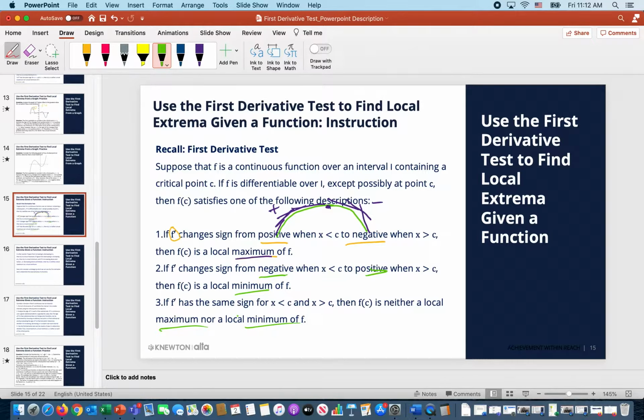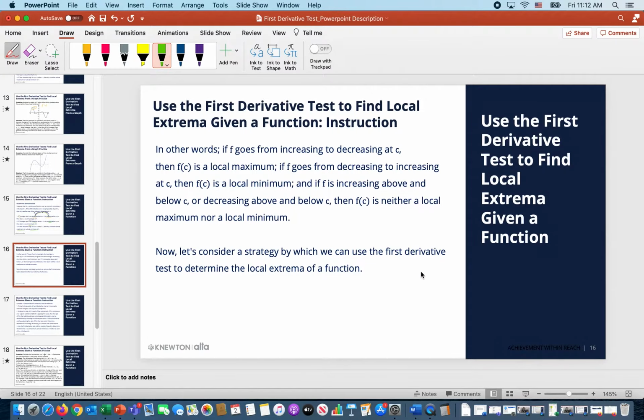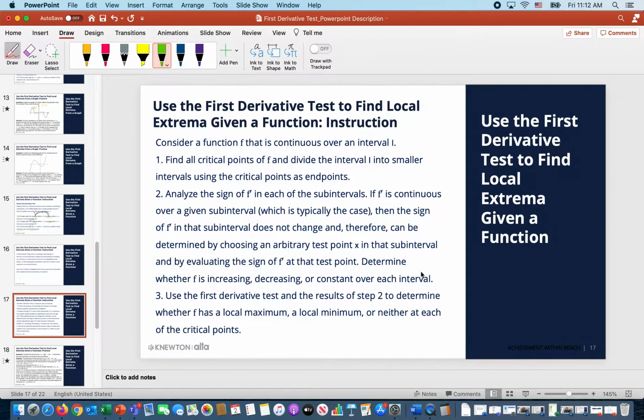Again, these are local maxes and mins, not absolute. There was a difference, and you can go back and look at the previous videos to see those. You can look back at the extreme value theorem to see the difference there. So here's what we want to do. We're going to consider a function that's continuous, so we're going to have to be able to tell what the domain of that function is, because we're looking at some interval of the function.